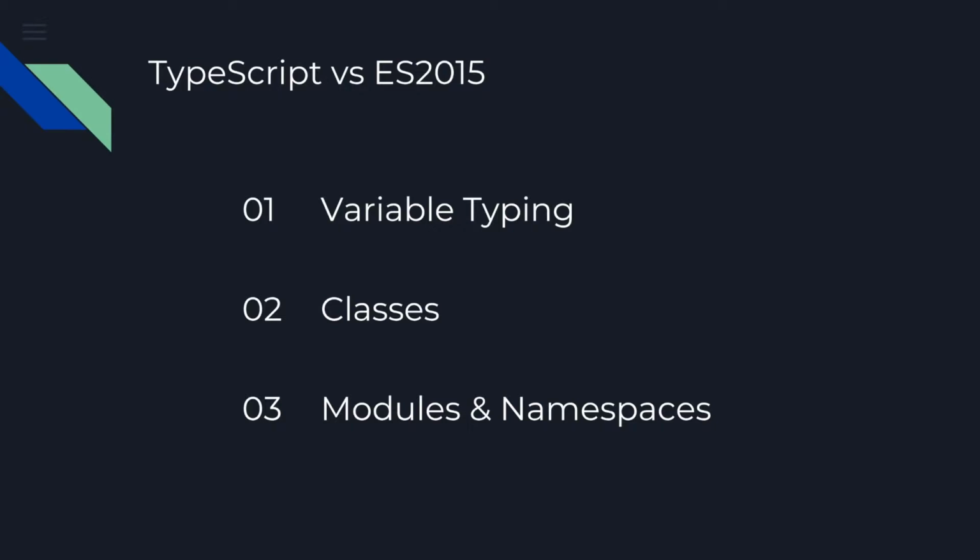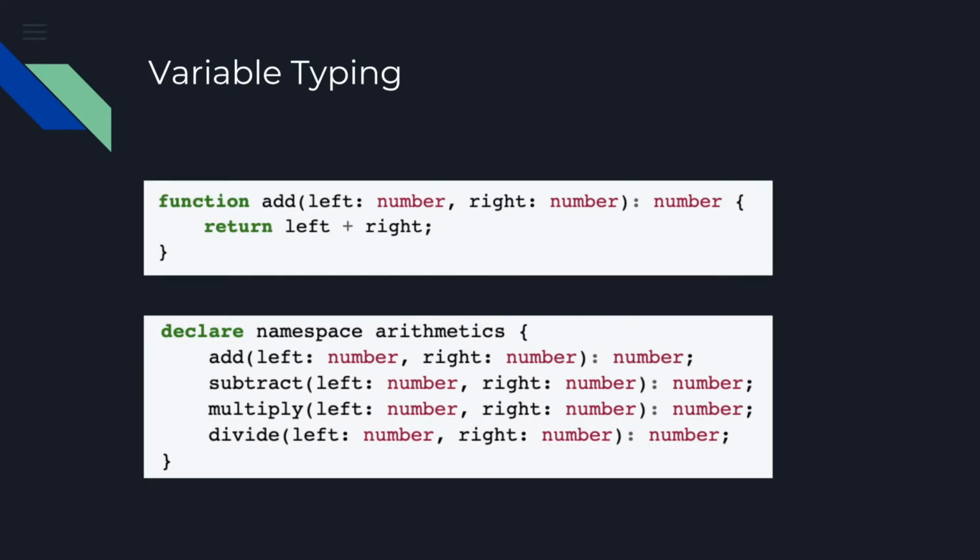Then we have modules and namespaces, and I'll explain that when we get a little closer. For variable typing, we can look up here in this top code snippet. We can say, hey, we have these two parameters.